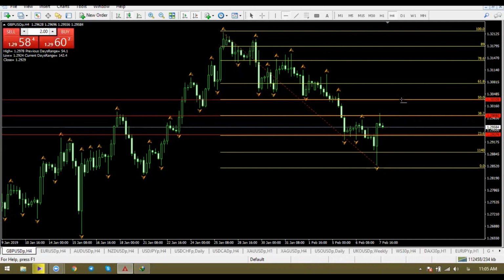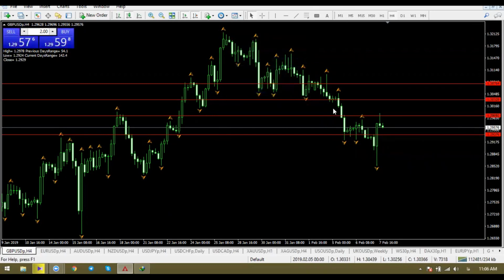Teacher, is it possible that the Fibonacci doesn't go up and it just comes back down? According to the pattern, it may not go up. You can see that in the candlestick, whether it goes up or not. With the signal of the candlestick, you can have that. This is 23, 38, 50, and 61. What is the 61?